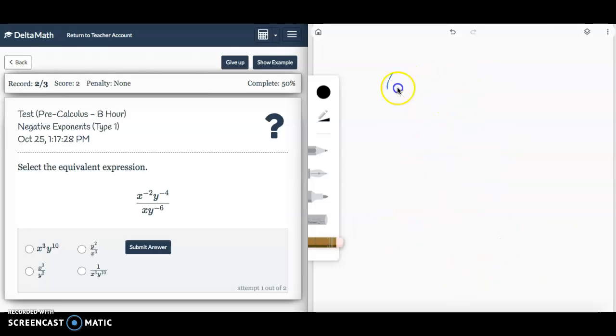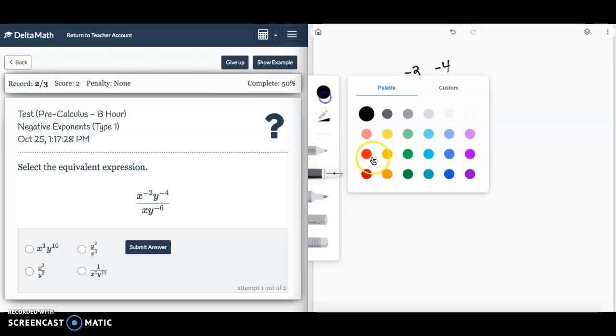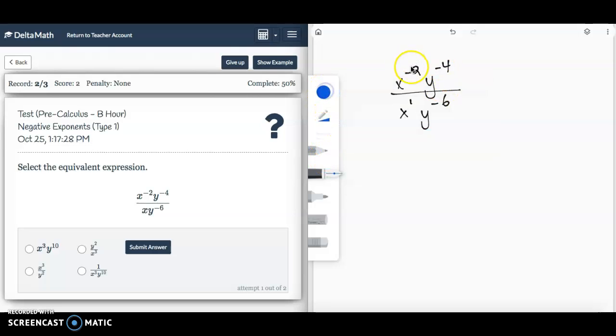So for this one, I have x to the negative 2, y to the negative 4, over x to nothing, but secretly there's a 1 right there, right? And then y to the negative 6. All right, so I'm going to go through and move my pieces that have negative exponents. So those 2 are both going to have to come down. And then this one is currently living on the bottom of the fraction with a negative exponent. It's going to have to come up.